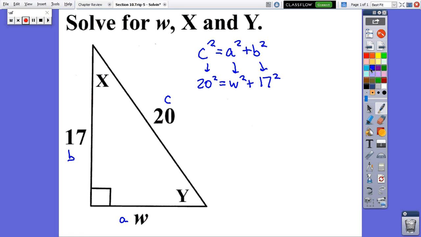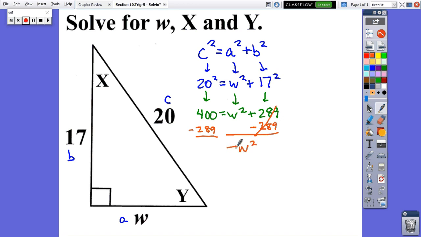And then we need to convert what those numbers really were. So 20 squared, 20 times 20 in my calculator is 400. The W squared we leave, W squared. And 17 squared, 17 times 17 is 289. So then algebraically, we need to get that 289 over with the 400. So we'll subtract 289 over, so that now we just have the W squared all by itself on one side. And 400 minus 289 is 111. And then how do we get rid of the square on the W squared? Well, we square root both sides.